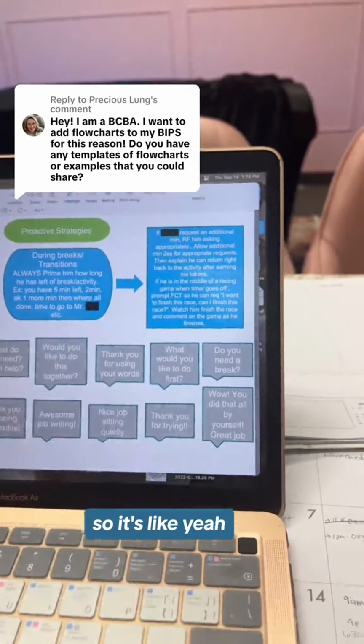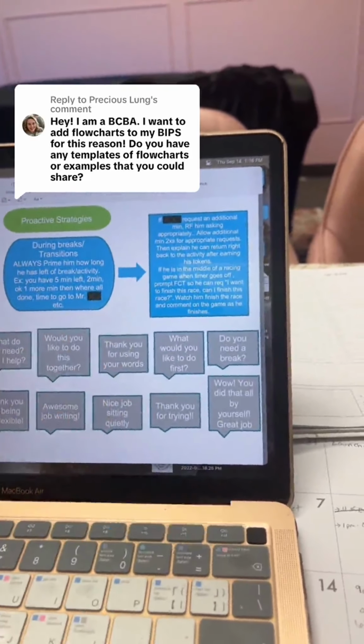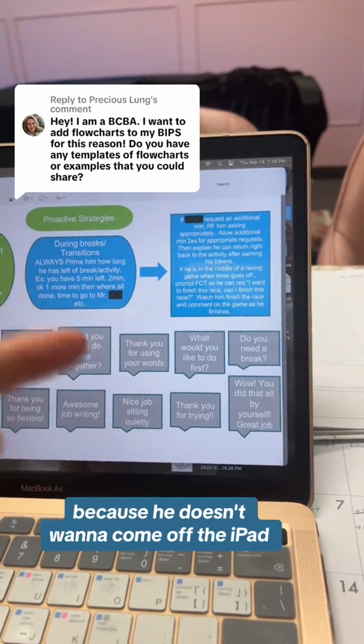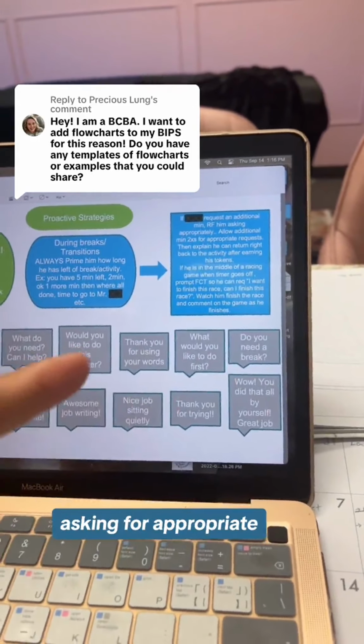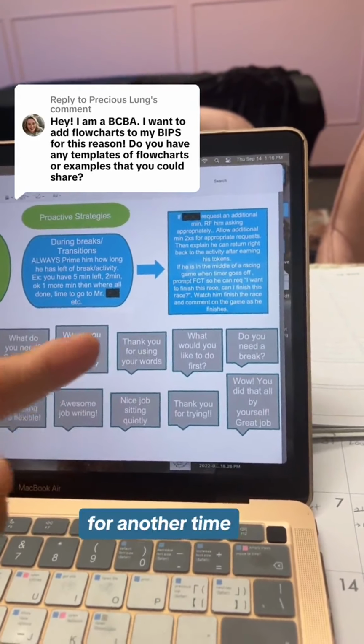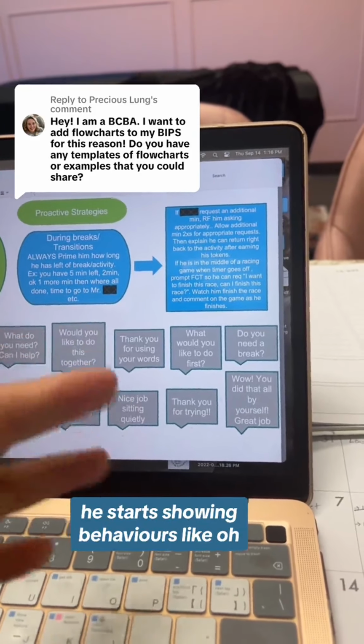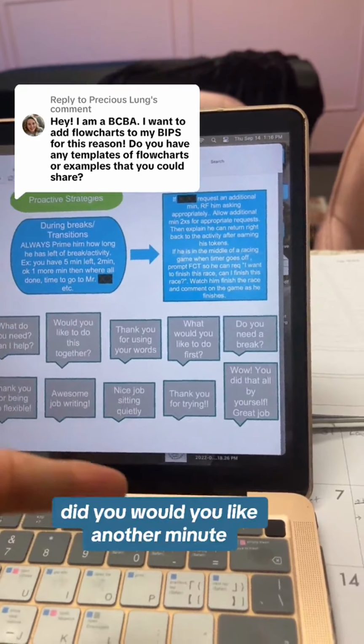So yeah, he's going to ask for another minute. I would rather him ask for another minute than engage in a maladaptive behavior because he doesn't want to come off the iPad. So you're going to reinforce him for asking appropriately for more time. And if it's the first time he starts showing behaviors, you can say, what's the matter? Would you like another minute?